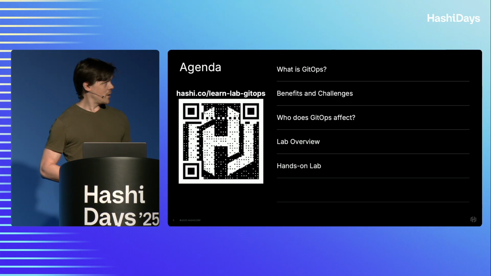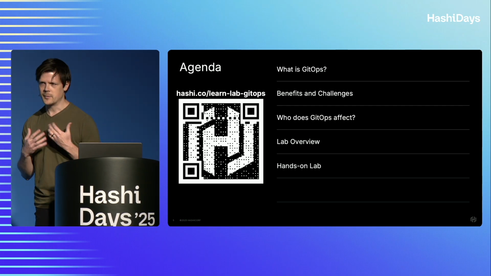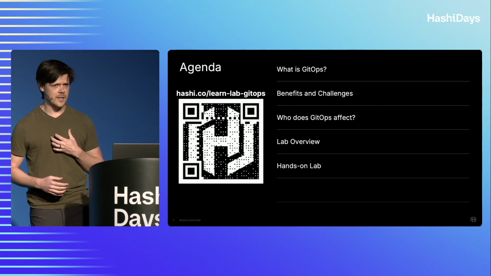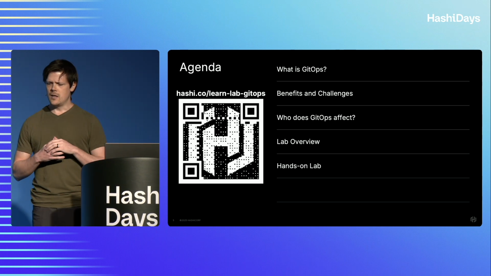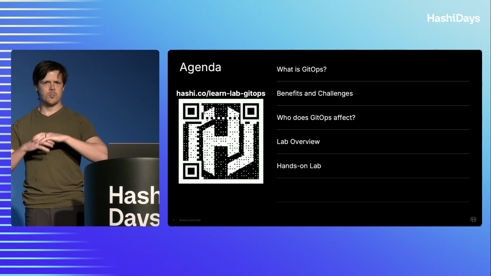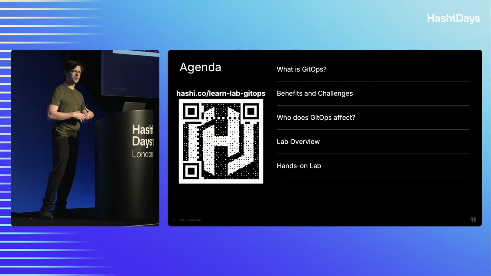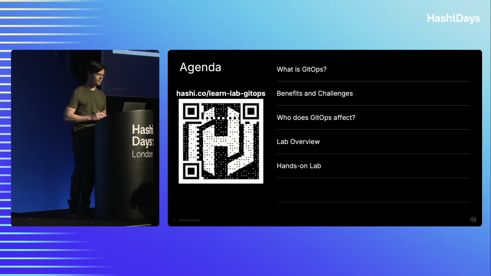As far as the agenda today, I don't have too many slides to throw at you, but I did want to set some context. I want to put a definition to what I mean when I say GitOps. I want to talk about the benefits, the challenges, and give a brief overview of who it affects, and then we'll talk about the lab. We'll talk about what we're deploying, where we're deploying it, and how we're deploying it. So I think that's enough preamble.